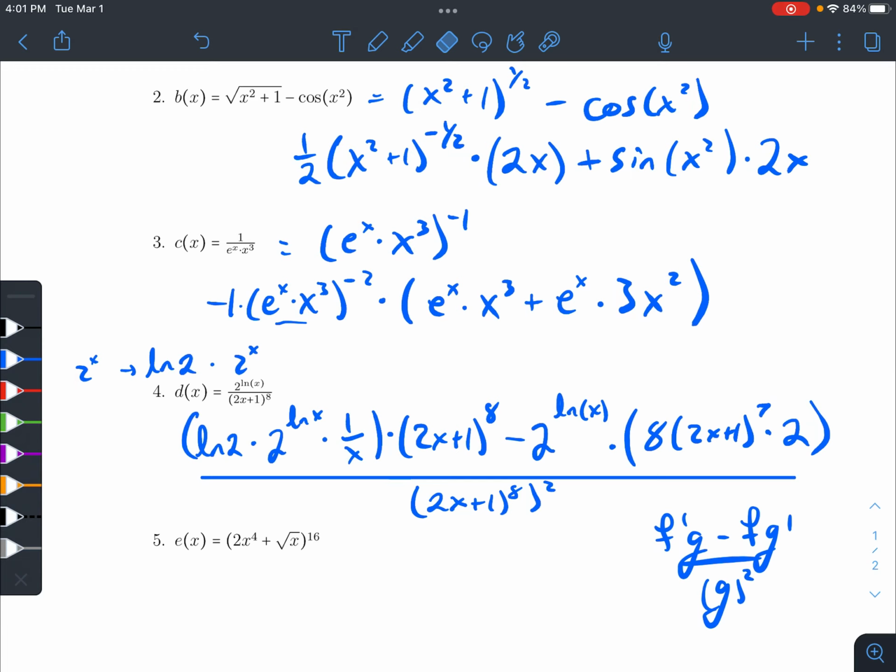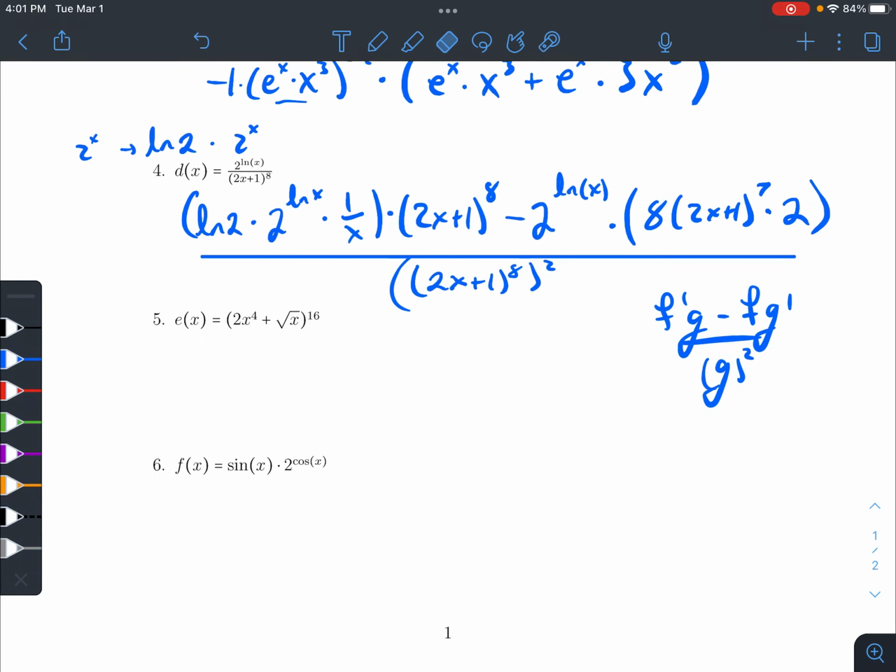If you know your exponent rules, you would know that something to the 8th and then squared could be written as this to the 16th power. I don't really care if you leave it like that or if you just leave it like this. Both are fine. Okay, done with quotient rule.